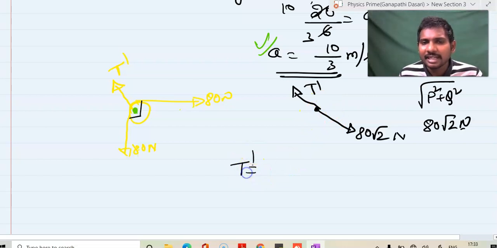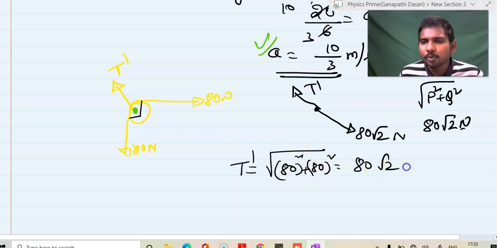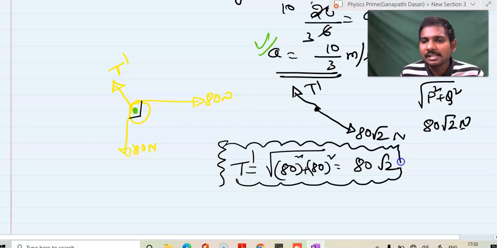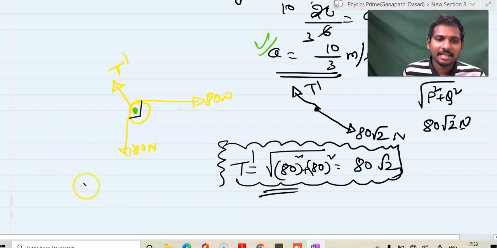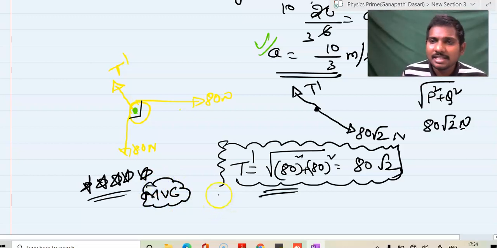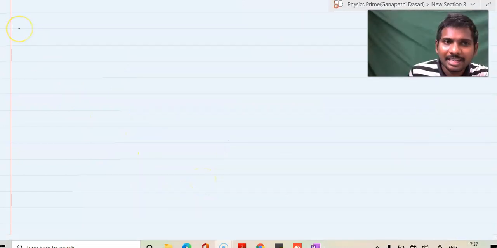Here the tension T dash will be root over 80 square plus 80 square, that is equal to 80 root 2, not 160. I hope you are clear with this concept of making the net force on the pulley to be 0. This is a very important concept, the most valuable concept that we have learned, making net force on the pulley to be 0. Let us go to the next question.